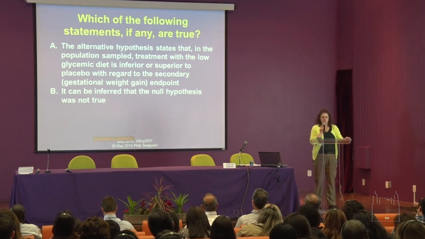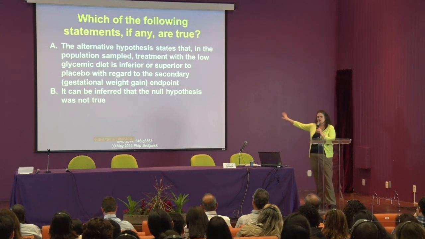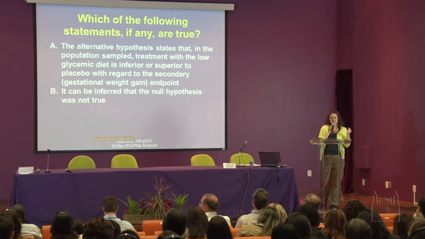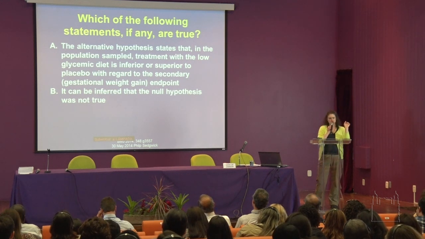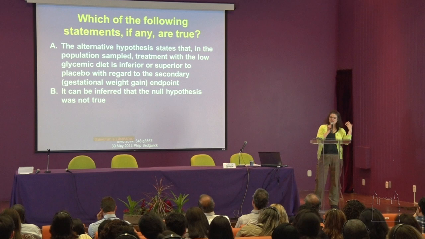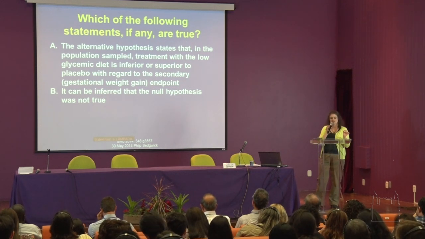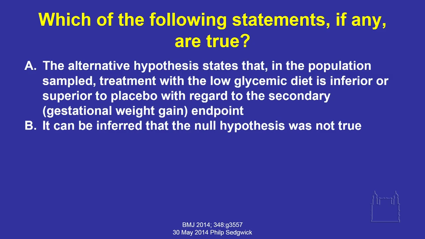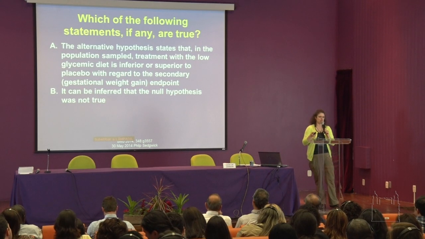So we'll do one last one and then we'll go to lunch. Which of the following statements are true? The alternative hypothesis states that in the population sampled, treatment with the low glycemic index is inferior or superior to the placebo with regard to the secondary endpoint. Raise your hand if that's true. So what was the alternative hypothesis? This is true. It was a two-sided hypothesis. So treatment with the diet could be inferior or superior to placebo. That's the alternative hypothesis. It's a two-sided test, a two-sided hypothesis.